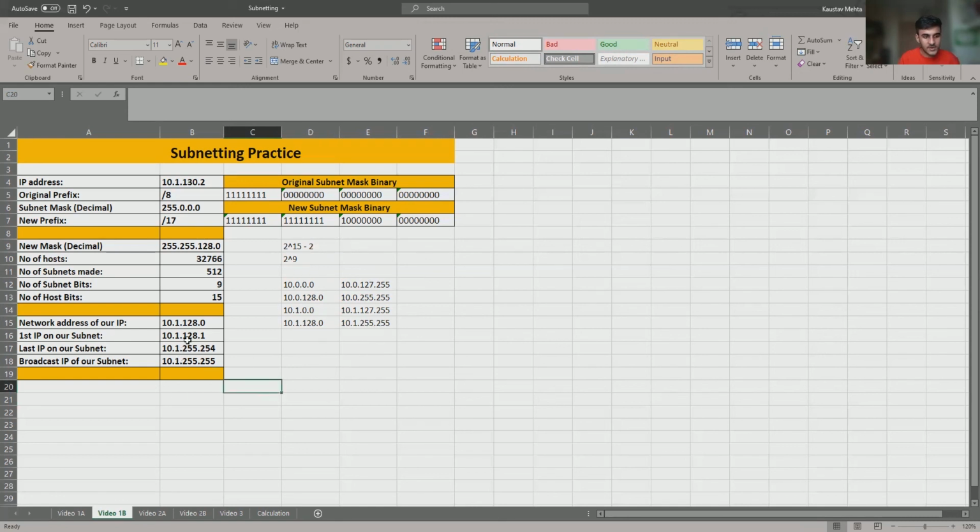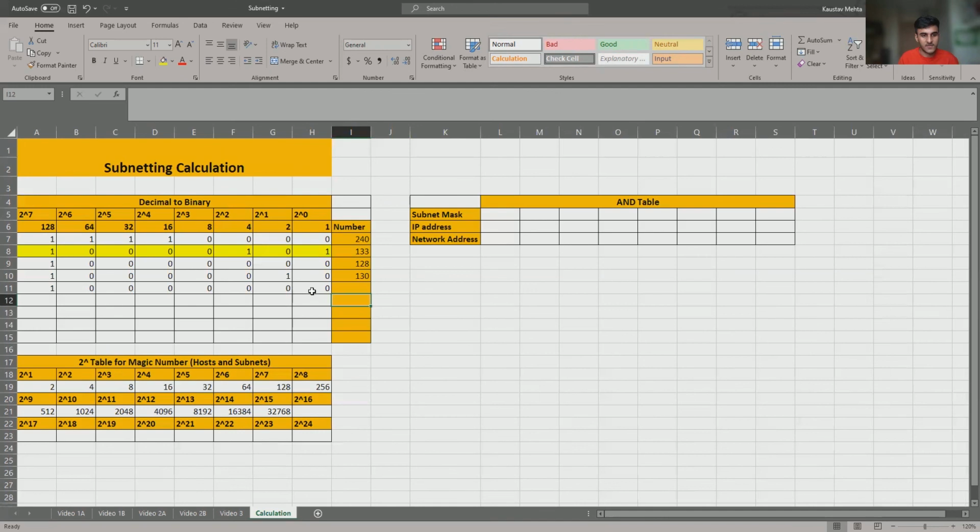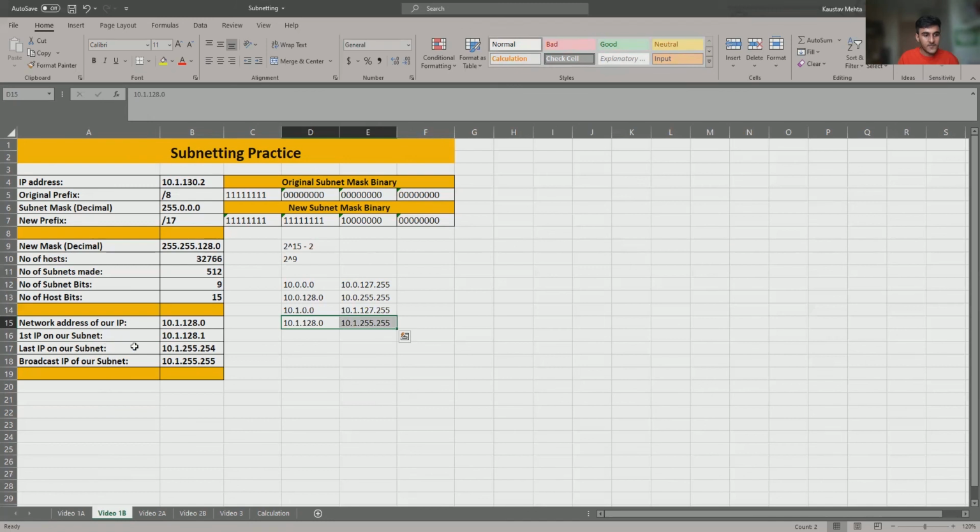So here, our particular network address, which is this one right here, 10.1.128.0, we figure out because we use the AND operation in the calculation table. So this one is just 128. The first IP on our subnet will be here, because these all are the host bits. So we're starting off with 128, and then we're adding 1 to the network address. And our last IP on our subnet will be the broadcast address minus 1. So 255, and then this 255 minus 1, which is 254. And then the broadcast IP will be this one.